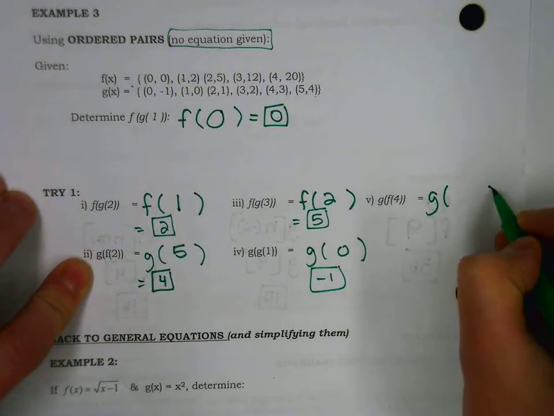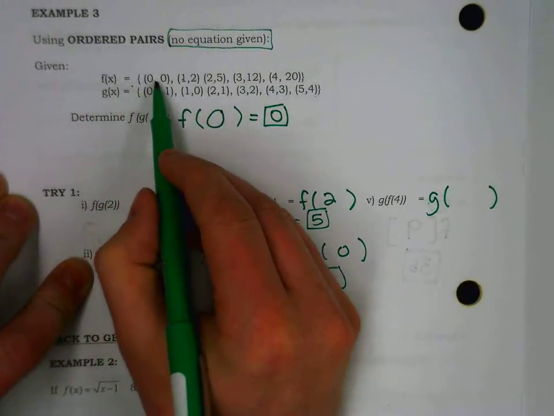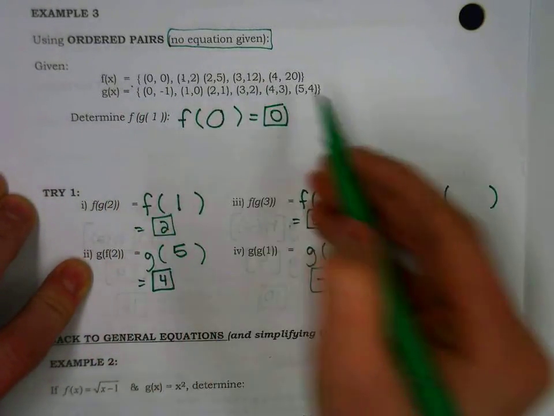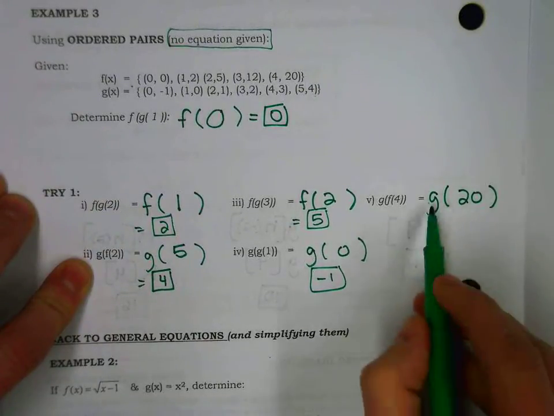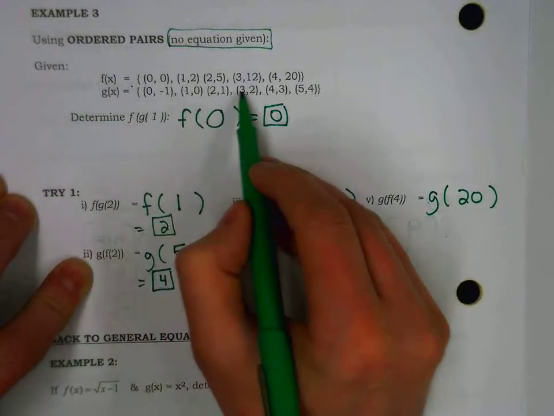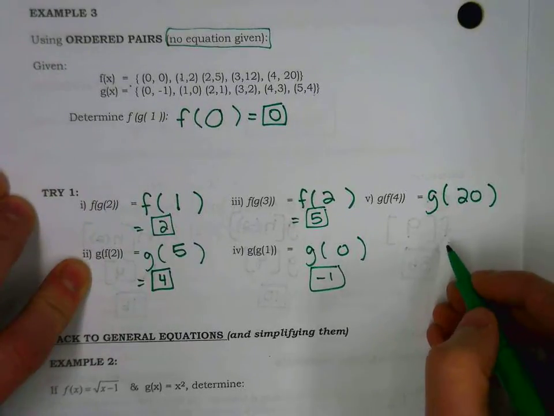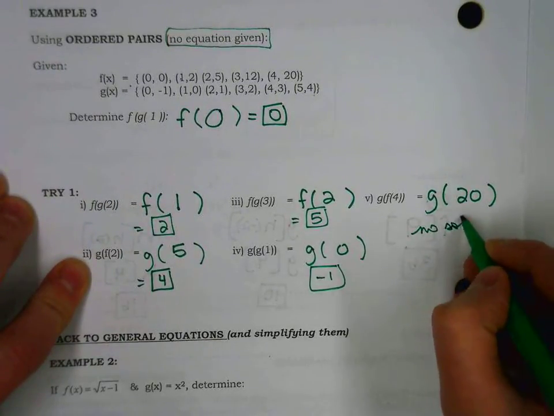What is f of 4? Plug in a 4, 20 comes out, and then determine g of 20. I don't see an input of 20. This implies there is no solution.